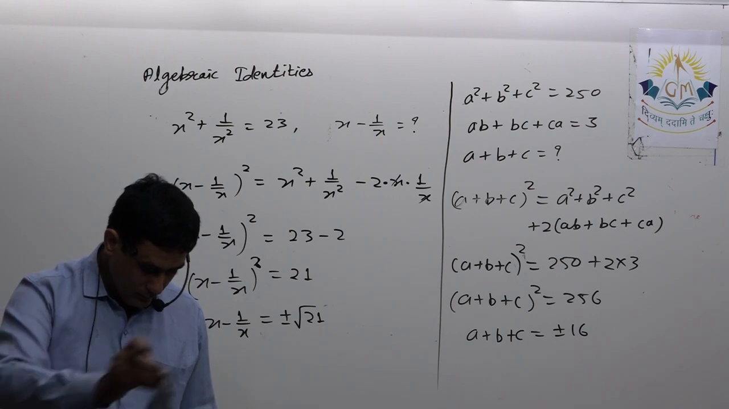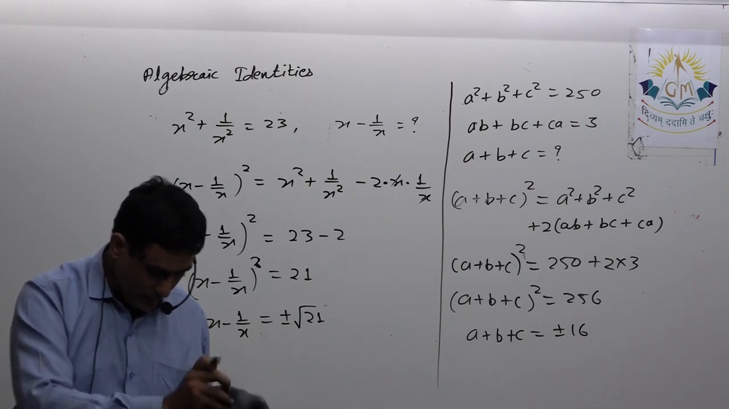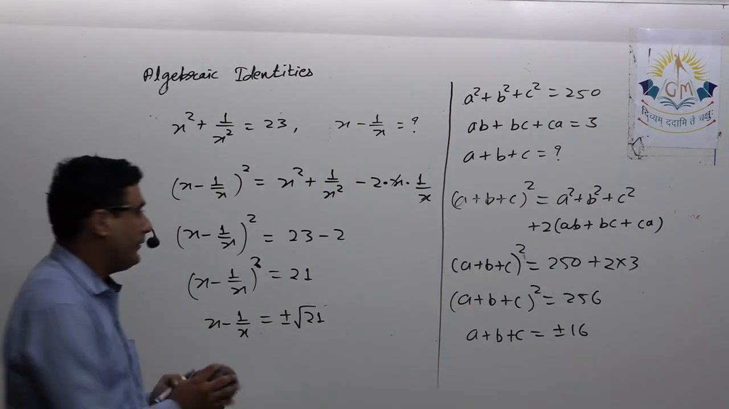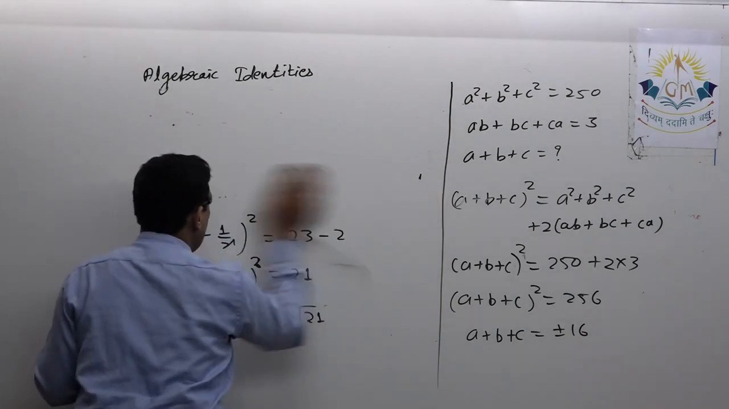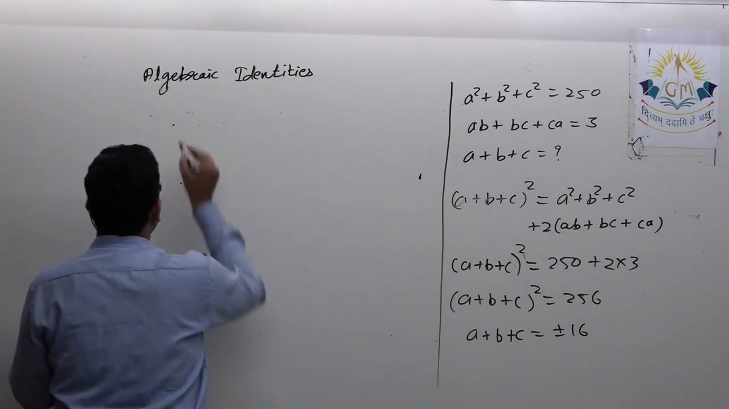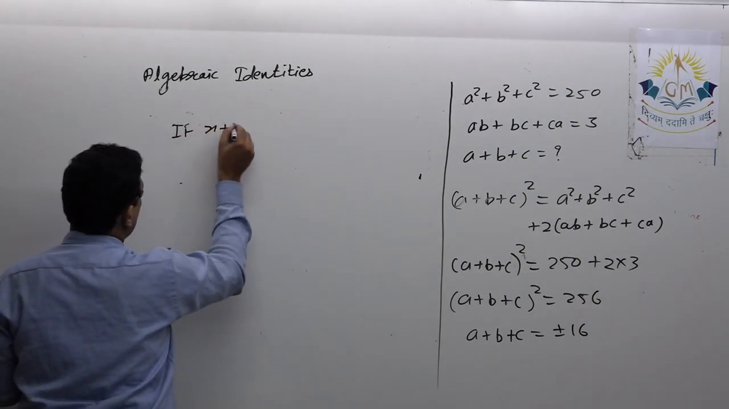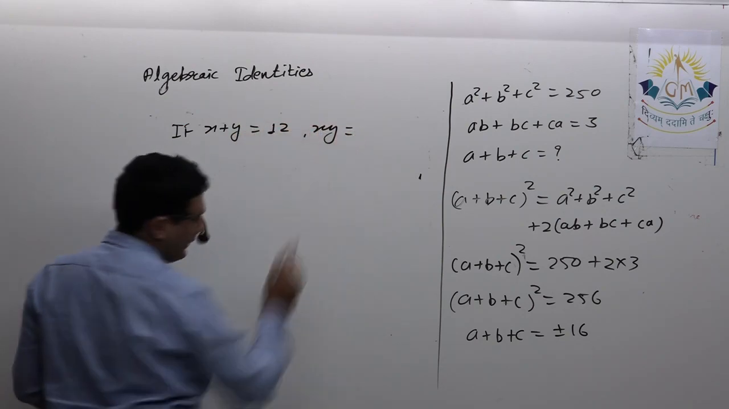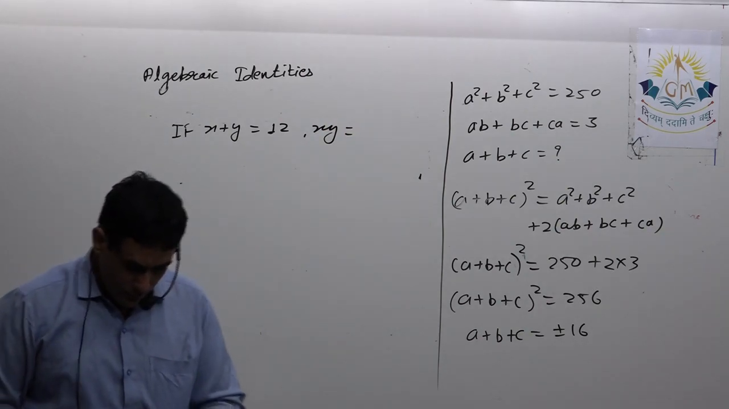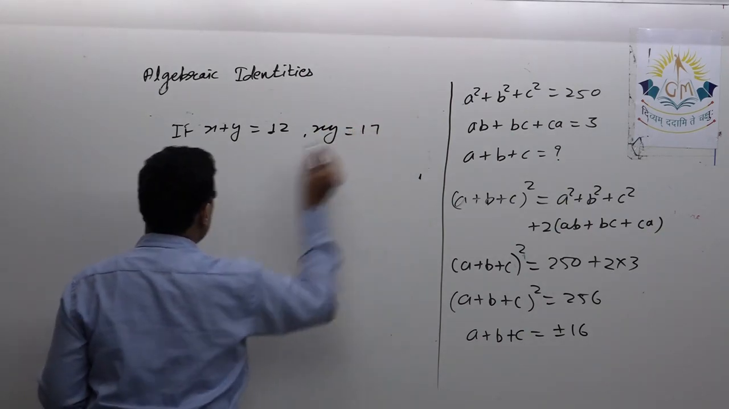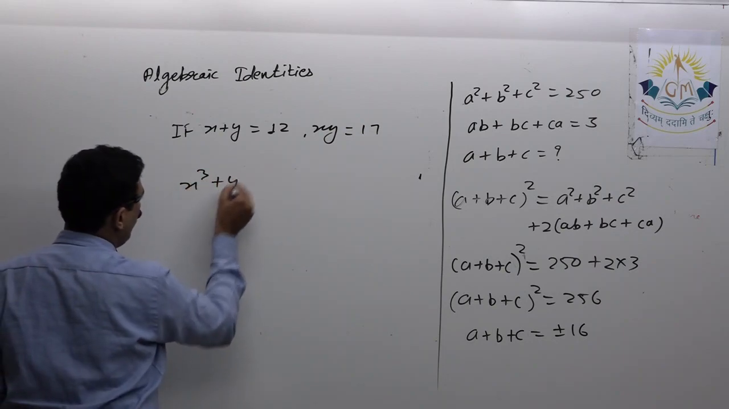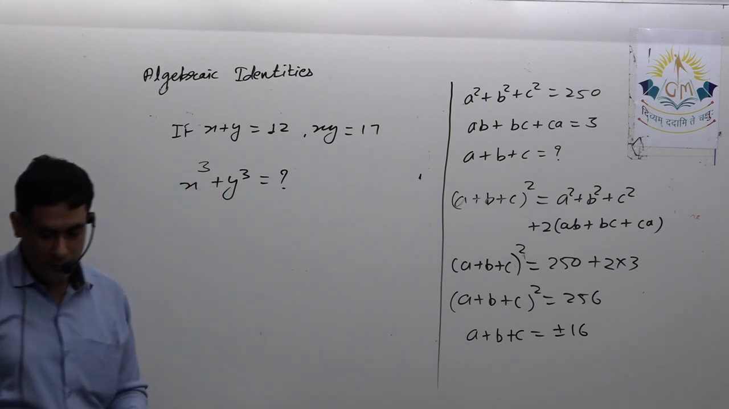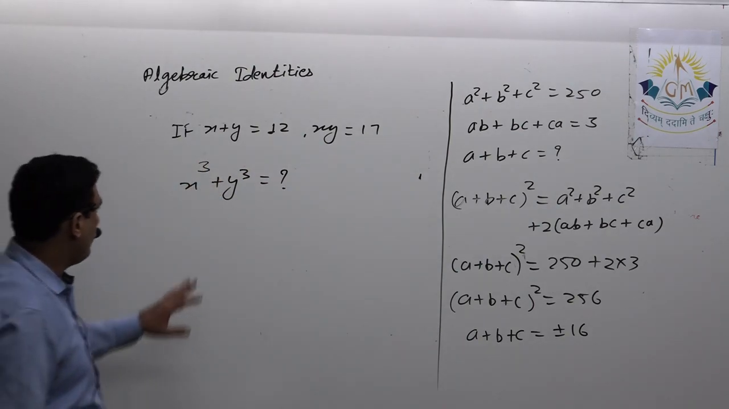Now the next question is, suppose x plus y is equal to 12 and xy is equal to 17, then you have to find the value of x cube plus y cube.